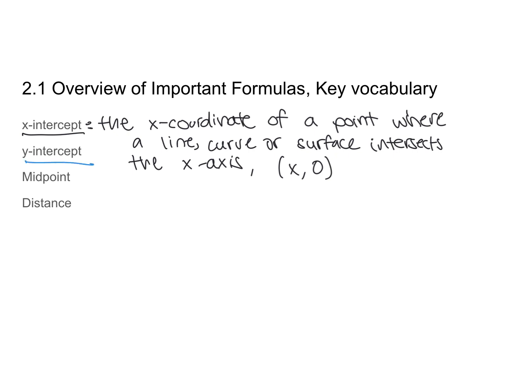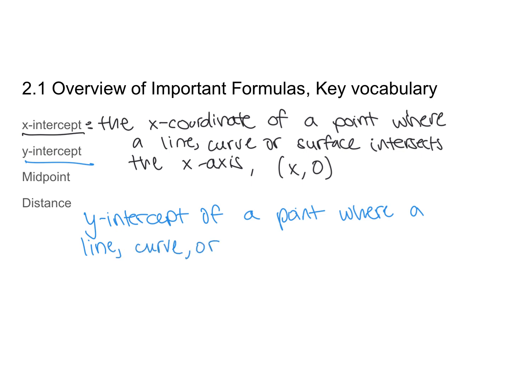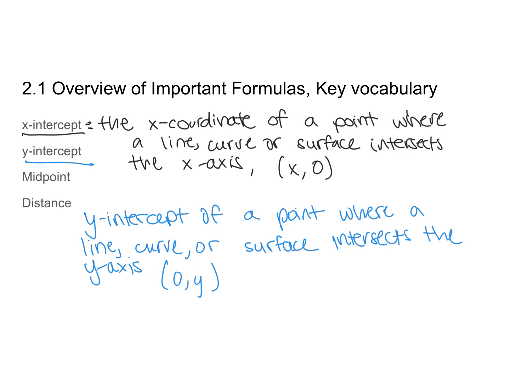The y-intercept, which I'll do down here, has a similar definition. So the y-intercept of a point where a line, curve, or surface intersects the y-axis. And I want you to think about how would I write that. So if the x-intercept is x, 0, what do you think the y-intercept would be? Yes, very good.